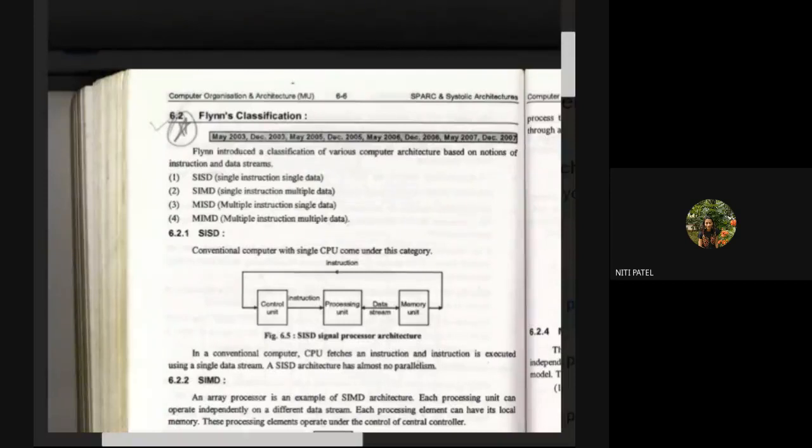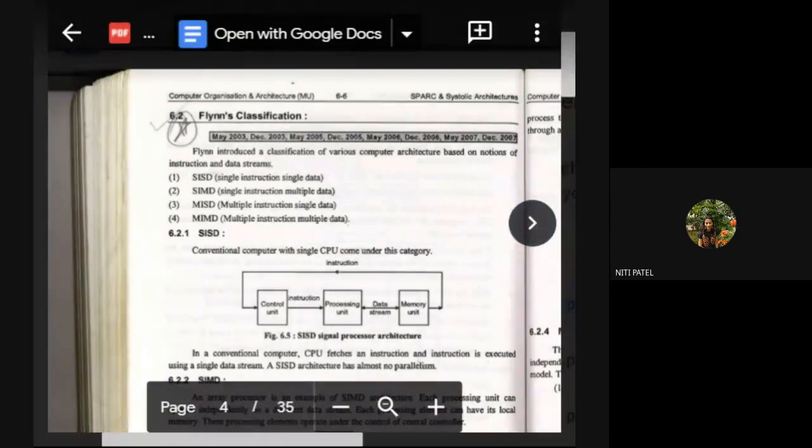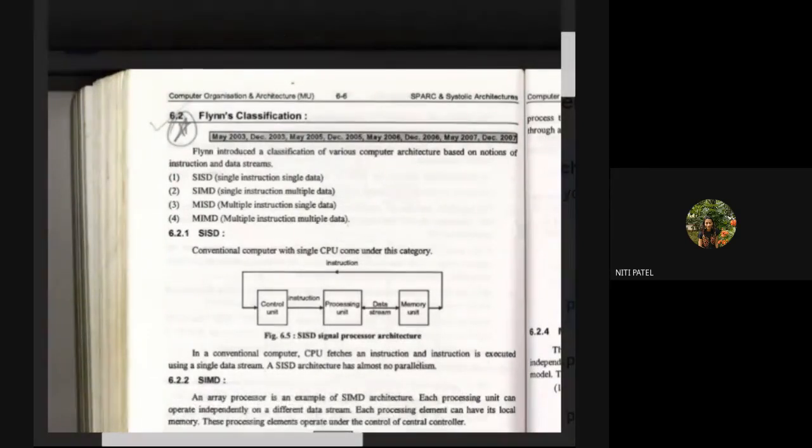Once that process has been completed, it will again pick the next instruction for execution, and again give it to the control unit. The control unit will pass it to the processing unit. The processing unit will again complete the execution and put the result on the data stream, that is nothing but the data line, which will store the data into the memory unit as well as give the output to the user on the screen, and again pick the next instruction. So this process will continue until all the instructions of that particular program are completed.